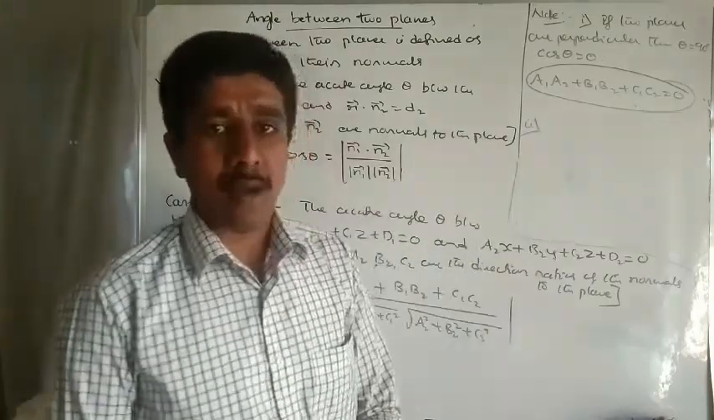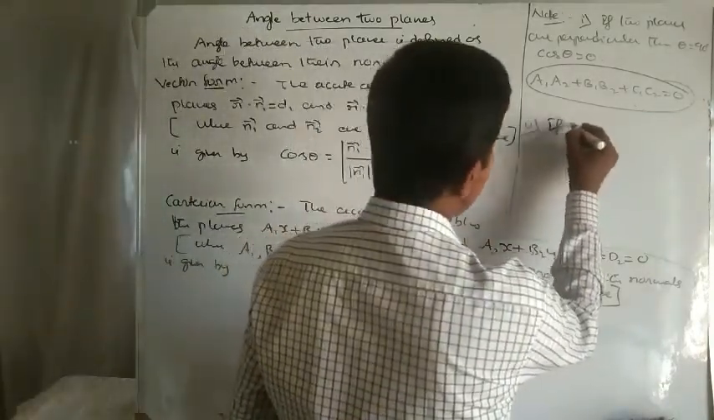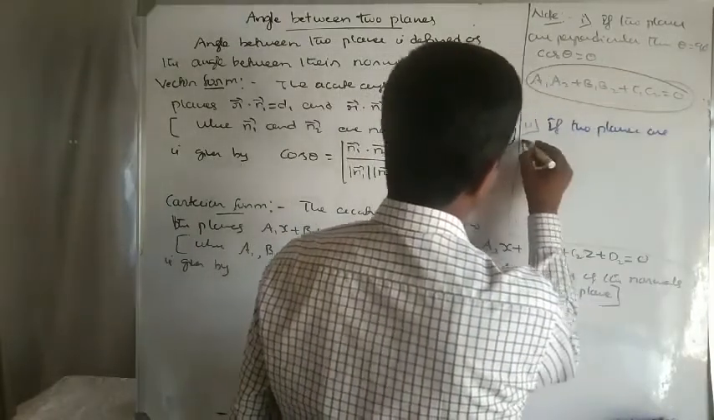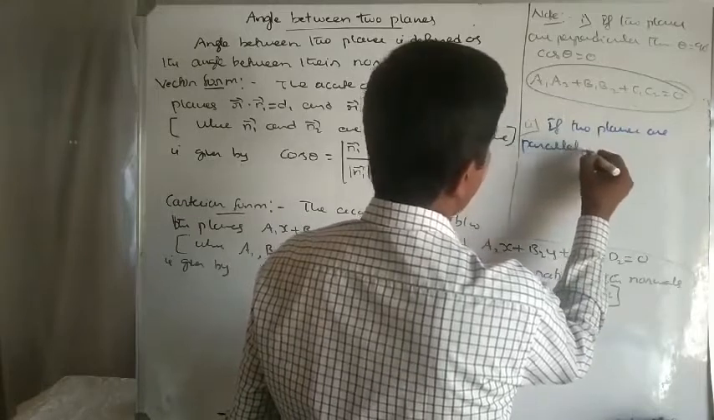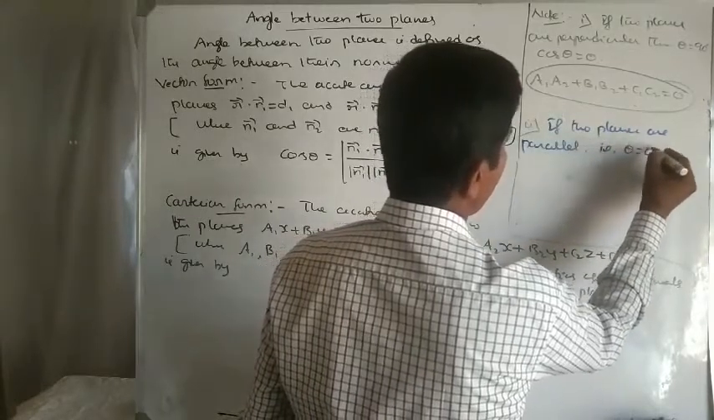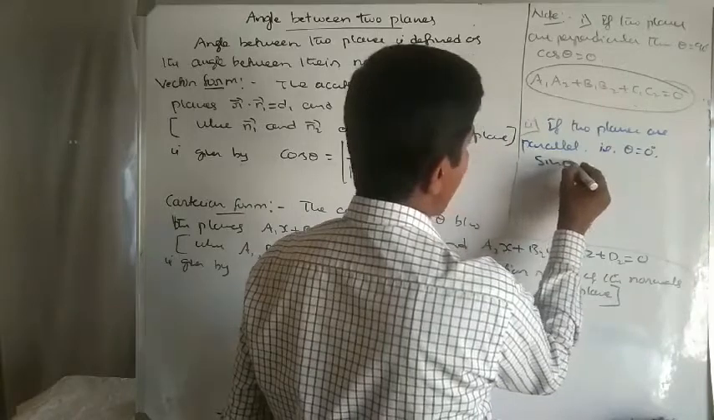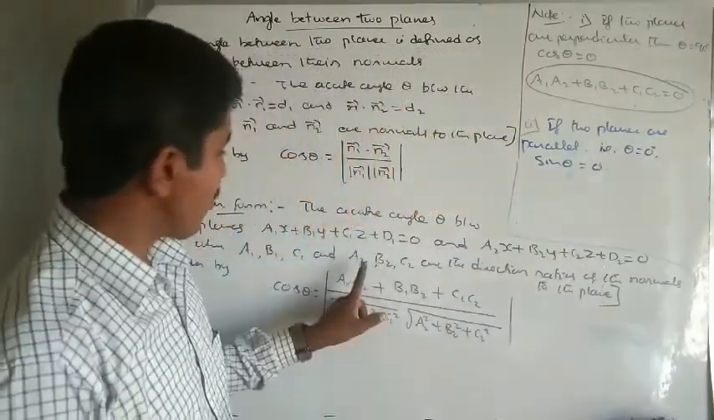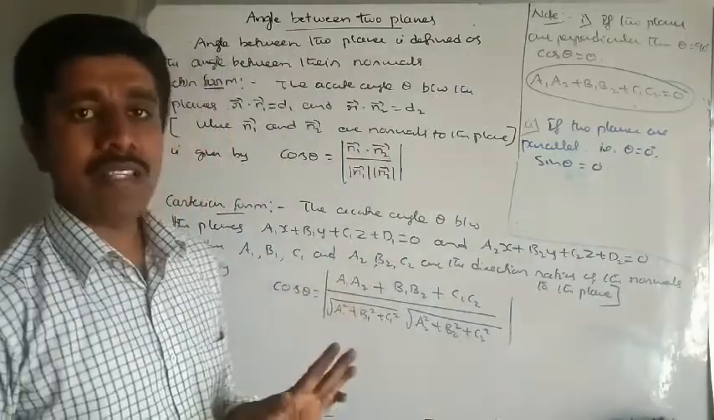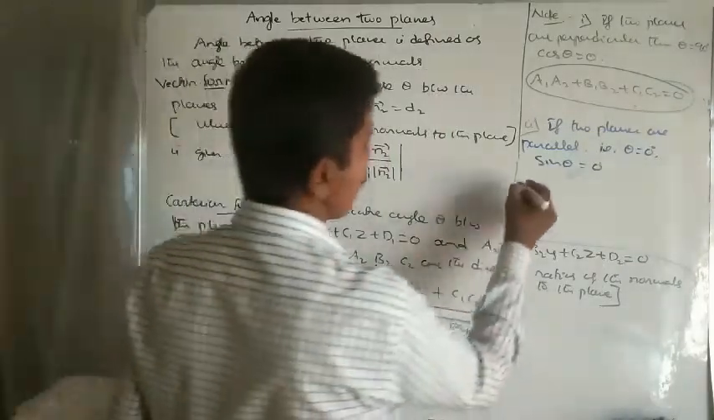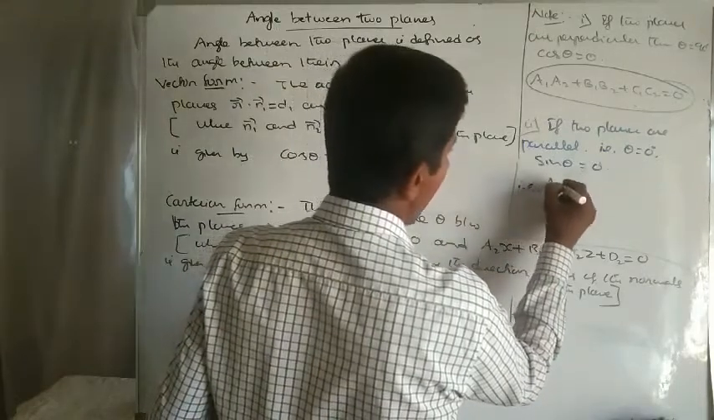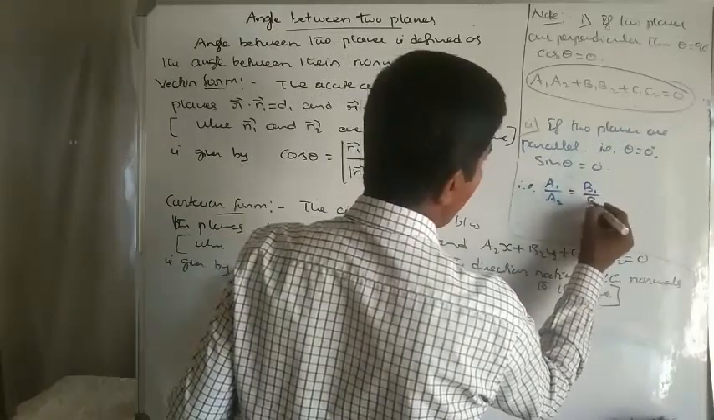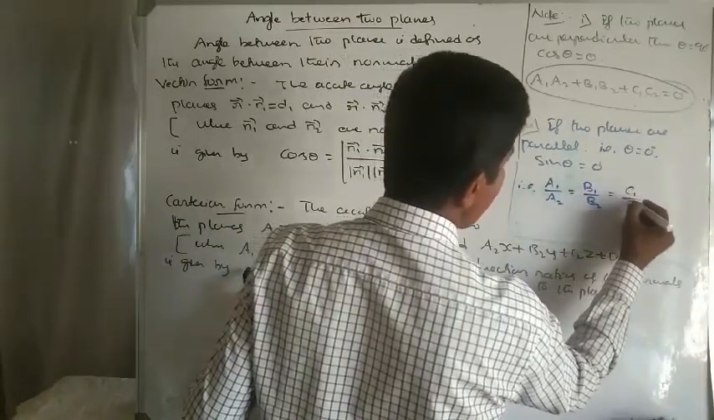If two planes are parallel, that is theta equal to 0 degrees, then sin theta equal to 0, which means the direction ratios of the two planes are proportional, that is a1 by a2 is equal to b1 by b2 which is equal to c1 by c2.